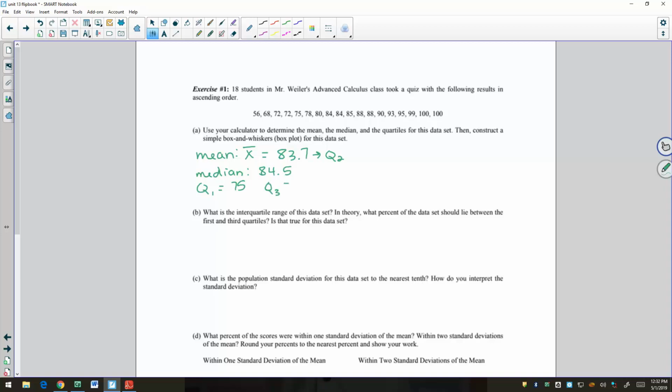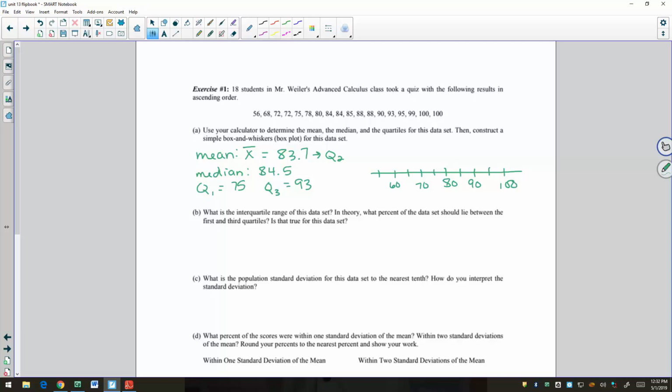Quartile 3 was 93. So now to do your box and whiskers, remember you have to make a number line. I'm just going to go up by tens, but I'm actually going to put a mark in between them to represent like 65 and then 75, but I'm only going to label every 10, just to save a little time.